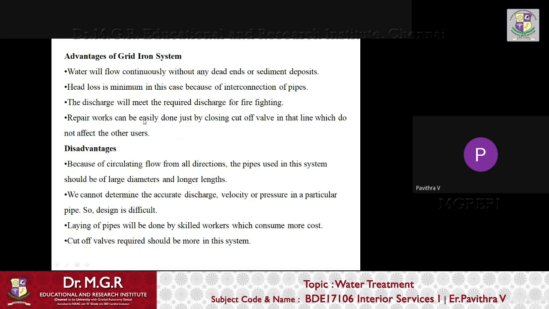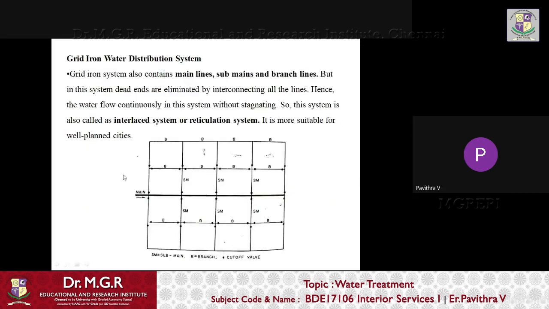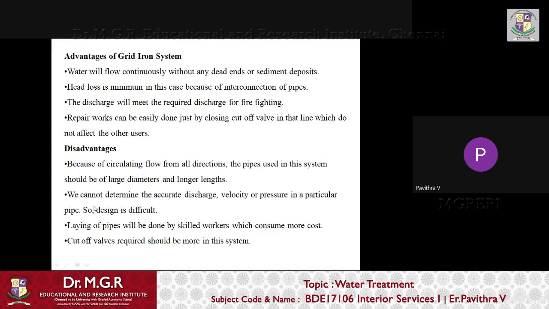The disadvantages will be, because of circulating flow from all directions, the pipes used in this system should be of large diameter and longer lengths. So the length of the pipes used in this system will be very long, since too many interconnections will be made. We cannot determine the accurate discharge, velocity or pressure in a particular pipe, so the design is very difficult. Laying of pipes will be done by skilled laborers, so we need some skilled workers.